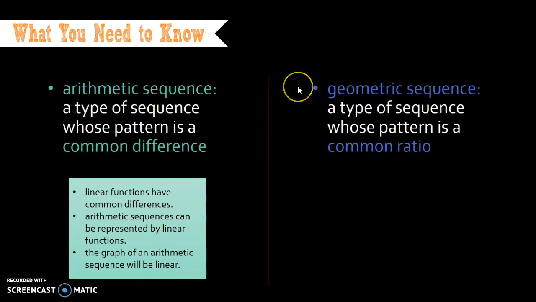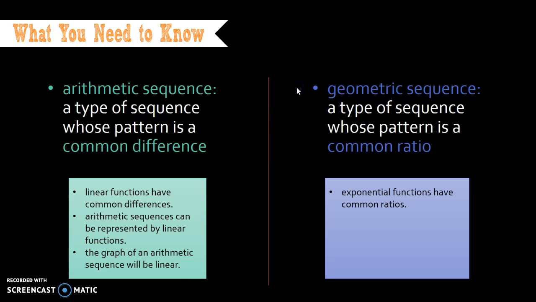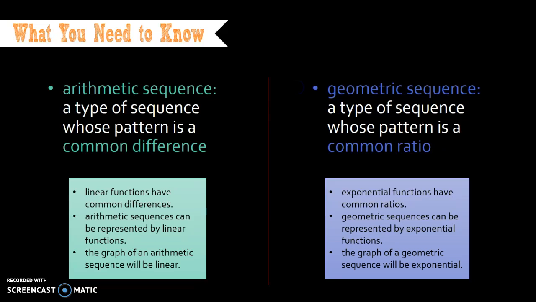On the other side over here, a geometric sequence is a type of sequence whose pattern is a common ratio. Exponential functions also have common ratios. So geometric sequences can be represented by exponential functions. And the graph of a geometric sequence will be exponential. It will have that curved shape.